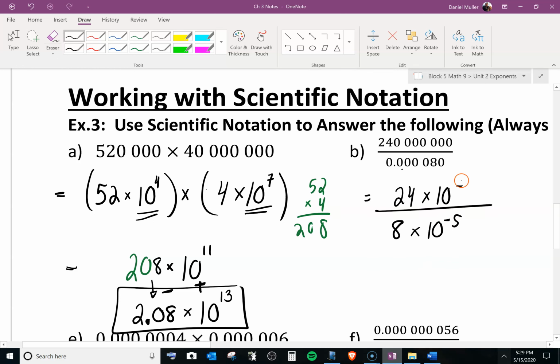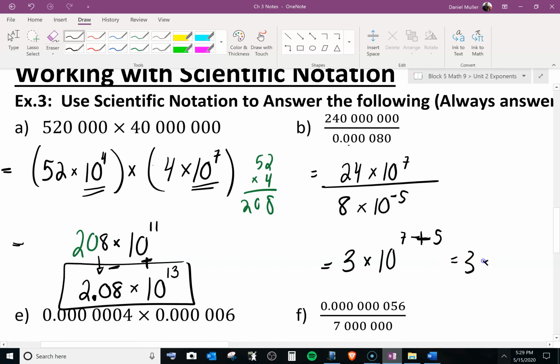Okay. Now that you have that, in this case, over here, we multiplied. Here we divide. 24 divided by 8. That's 3. And then our exponent laws say whenever you're dividing and the bases are the same, you can subtract. So I've got 10, 7 subtract negative 5. Now when you're subtracting a negative, you're actually adding. So 7 plus 5. So this is 3 times 10 to the 12. And that's it. 3 is a number less than 10.